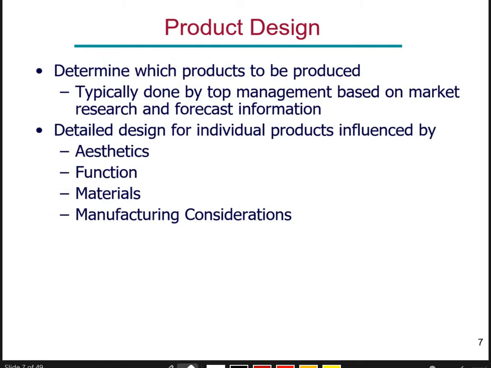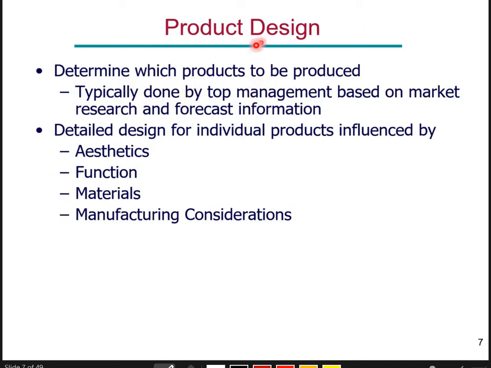The first one is the product design. As we said, in product design, we are answering the question of what we are producing. So by product design, we are determining which products to be produced. Again, look, as a facilities planner, this is not our task. We are not doing this product design. The product design is done by the top management. But we are collecting information. We are getting some necessary information from this product design to use in our facilities design.